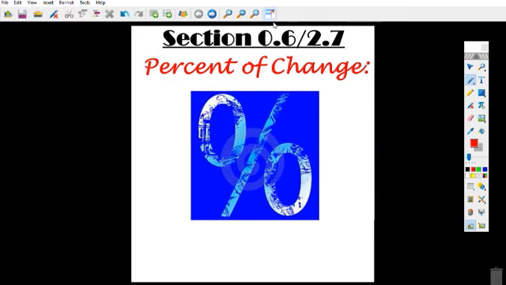Okay, so we are doing a lesson over percent of change today. We're going to be working with some percents. I'm going to be talking from the front pretty loud, so hopefully you can hear this. You might have to turn the volume all the way up.